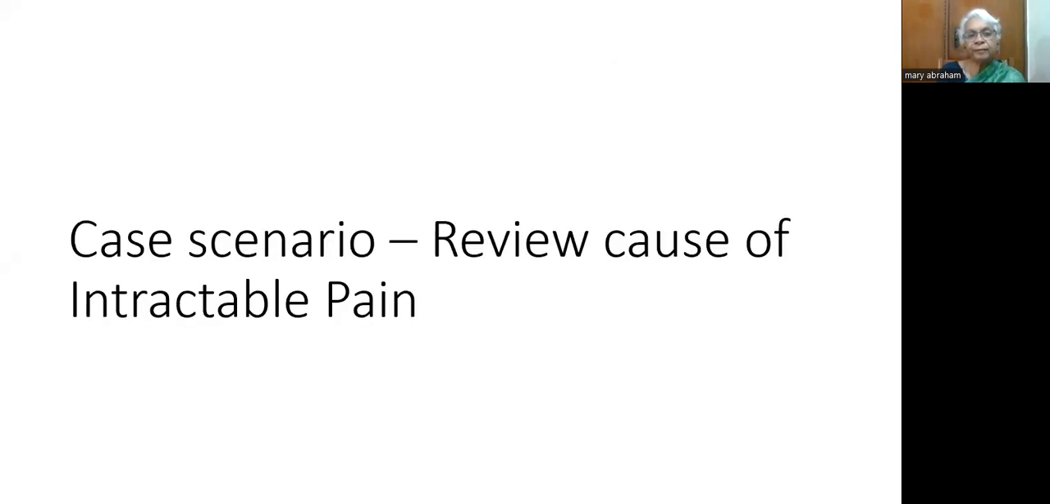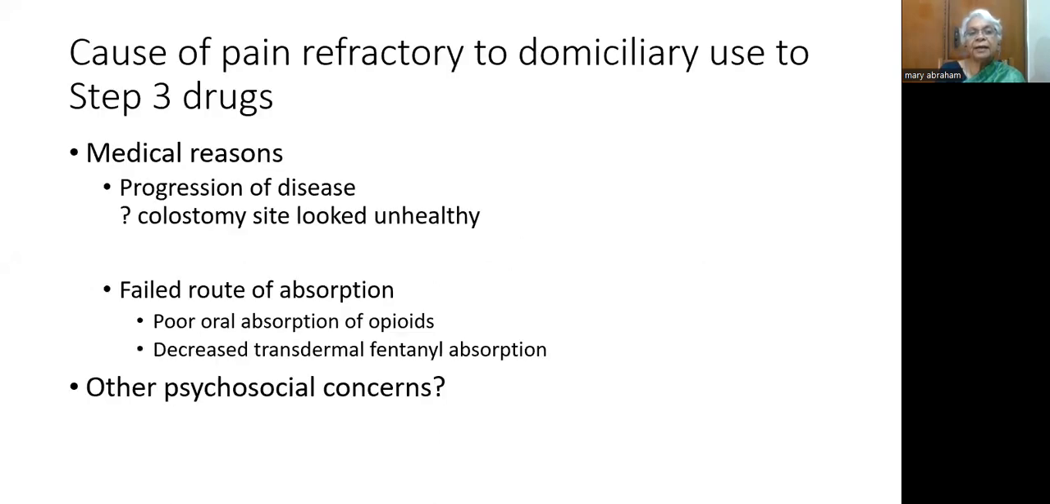Now, coming back to our case, let us review the cause of pain in this particular patient. There could be medical reasons for his increase of pain. This could be either because of progression of disease, because the colostomy site definitely looked unhealthy, or could it be a failed route of absorption? Was it poor oral absorption of opioids, or was there a decreased transdermal fentanyl absorption? Because remember, he was on fentanyl patch also. Or were there other psychosocial concerns in this gentleman?